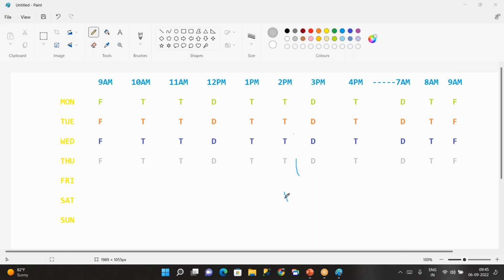On Thursday at 2:30 p.m., this is the database name, EC2. EC2 is my database name. At 2:30 p.m. my database is crashed. What will you do, sir?